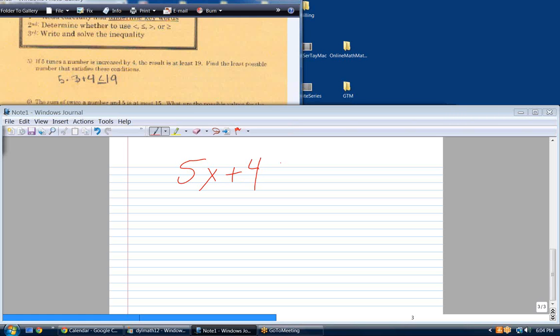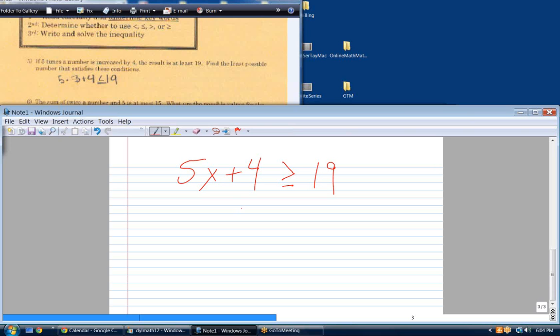So what should this sign be? It's greater than, but at least, so it needs to be greater than or equal to. In other words, it can be 19, it can be 20, it can be 21, it can be anything bigger than 19. So there's our basic equation with the proper inequality sign.